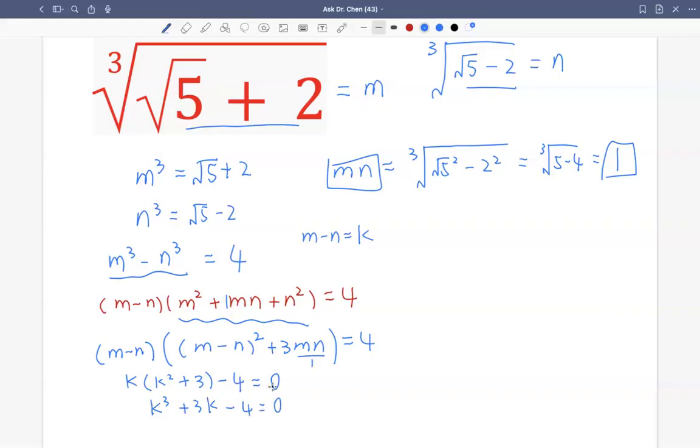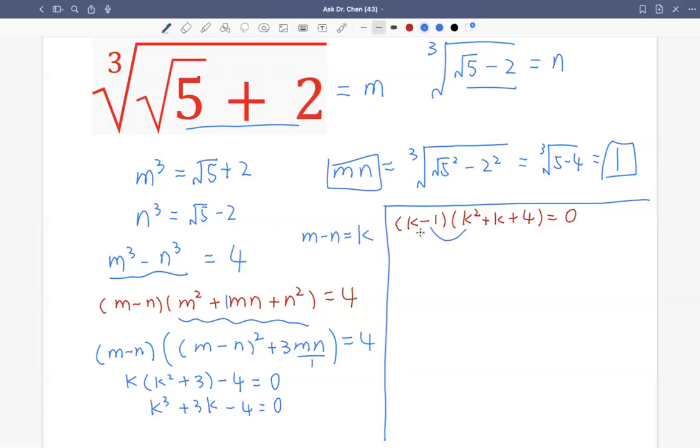And this one, if we use the rational root theorem, can be factored. So let's write over here. We can factor as k minus 1 times k squared plus k plus 4, that equals 0, right? You see we have negative k squared here. Multiply these two, we get negative k squared. Multiply these two, we get a positive k squared. They cancel each other, right? So the k squared terms cancel each other.